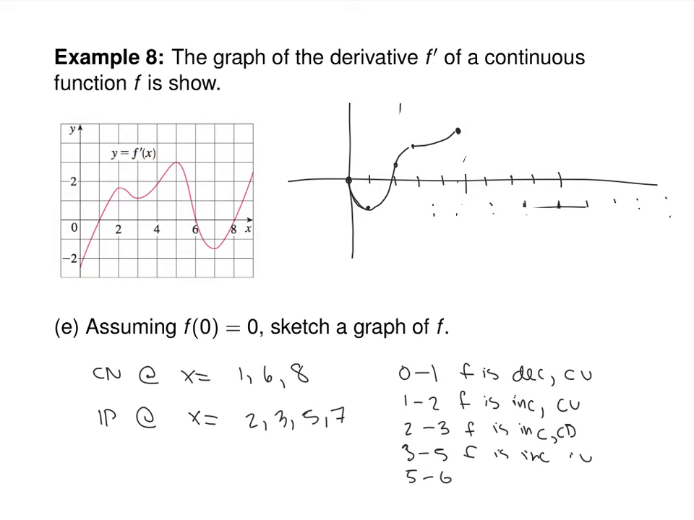Oh, 5 to 6. It did a lot of concavity changes. F is still increasing, but it's concave down. Okay. Where's the next important number? 6 to 7. F is decreasing, and it's still concave down, right? So it does something like that.